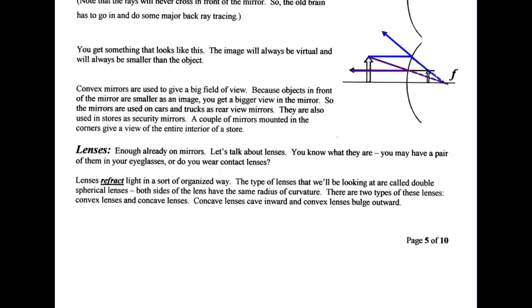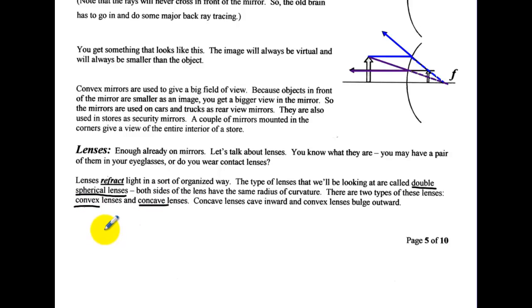Please make sure you're on page 5 of your notes, and we are going to start with lenses. Before, we were dealing with mirrors where the light was being reflected. Now we're going to be dealing with a lens, and the light is going to be refracted as it goes through. We're going to be looking at a double spherical lens, and basically we're going to see that either both sides are going to be concave or both sides are going to be convex.